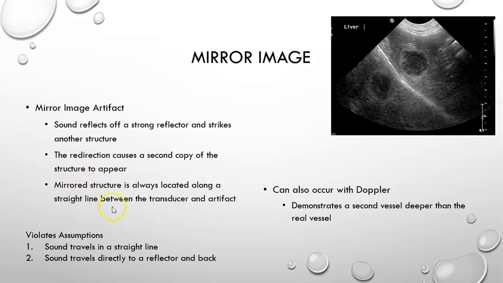So it's always along a straight line between the transducer and the reflector. It violates the assumption that the sound travels in a straight line and travels directly to a reflector and back. So when we look at this picture, I know what I need to do. Here we go.